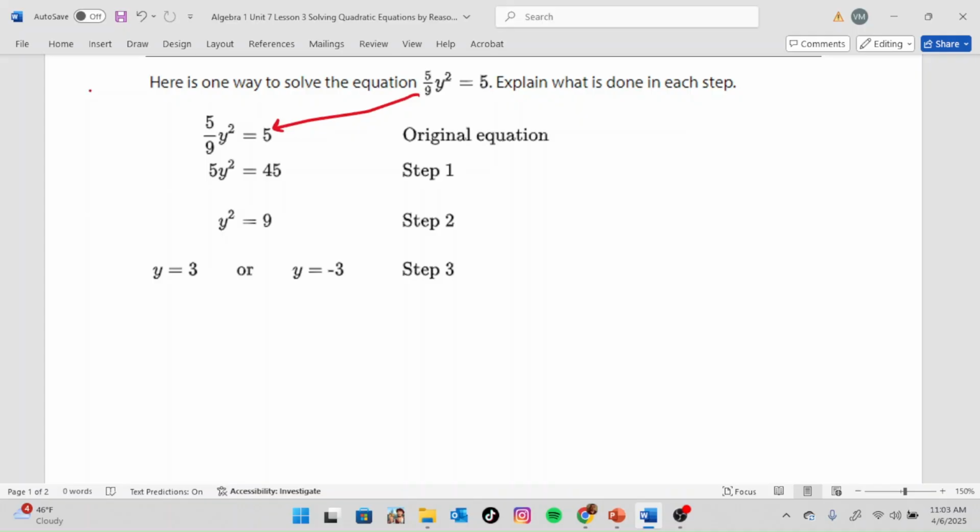Now, we notice that they've gone from 5 over 9 to just 5. And they've gone from 5 to 45. What they've done is they have multiplied both sides by 9. And the reason that you do this is to get rid of the fraction.